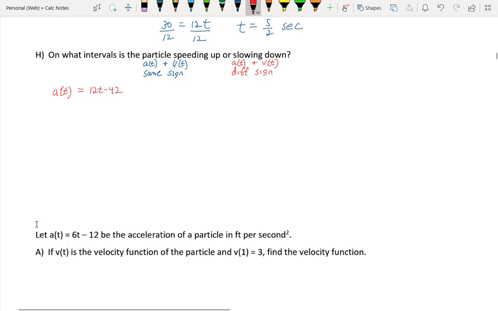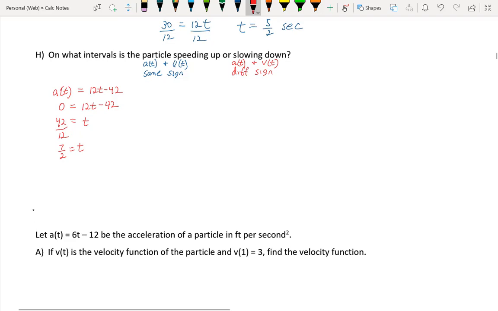So we need some critical numbers for this because we got to know where it's positive or negative, and that's what our critical numbers tell us. So this is 0 equals 12t minus 42. Add 42 to both sides, equals 12t. We'll divide out the 12. And so t equals 42 twelfths. I think I'm going to simplify it this time just so I can graph it on the number line. This is 7 halves, or 3.5. Alright, so that's our critical number for a of t.